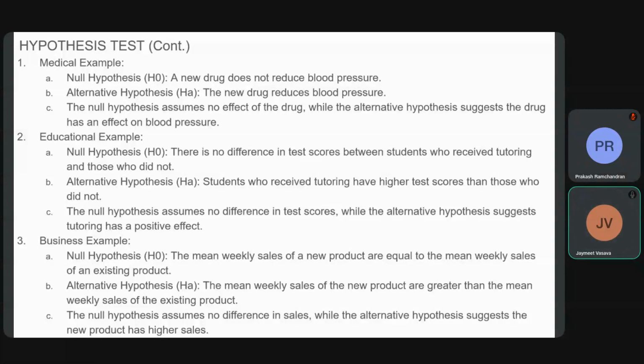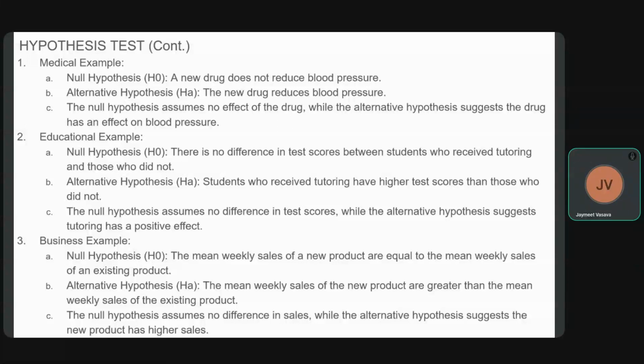Then comes the business example. The null hypothesis: the mean weekly sales of a new product are equal to the mean weekly sales of an existing product. The alternative says the mean weekly sales of the new product are greater than the mean weekly sales of the existing product. The null hypothesis assumes no difference in sales, while the alternative hypothesis suggests the new product has higher sales.